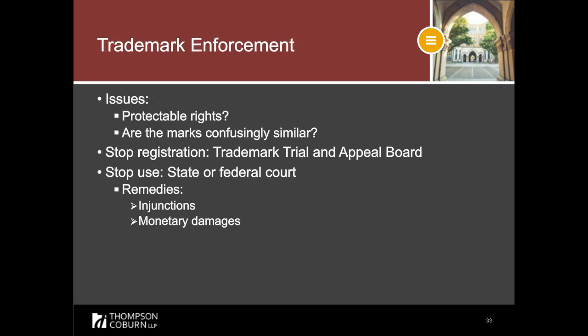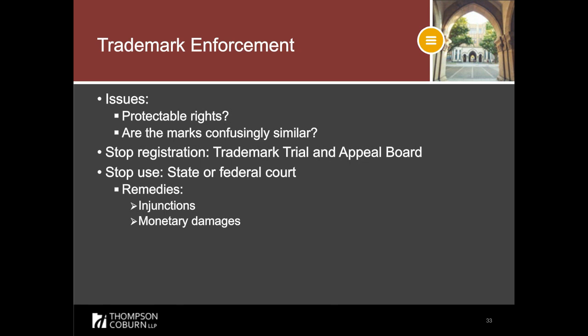So after you've selected a name, or in the process of selecting a name, you want to think about trademark enforcement issues, one of which is whether or not you have protectable rights. That goes back to the issues that we talked about earlier with respect to the strength of the mark and whether it's something that's coined or arbitrary or suggestive versus something that's merely descriptive or generic, and wouldn't really provide a basis on which to challenge somebody else's mark.